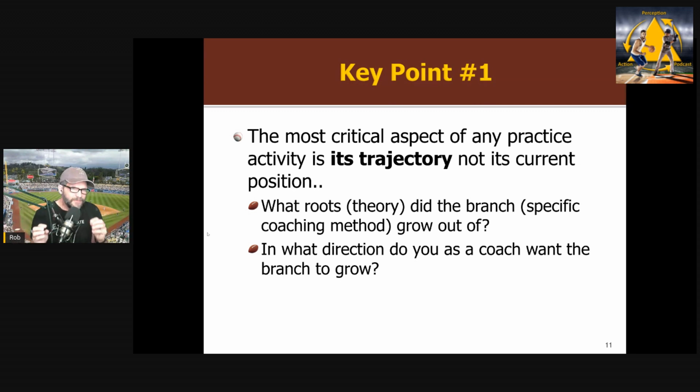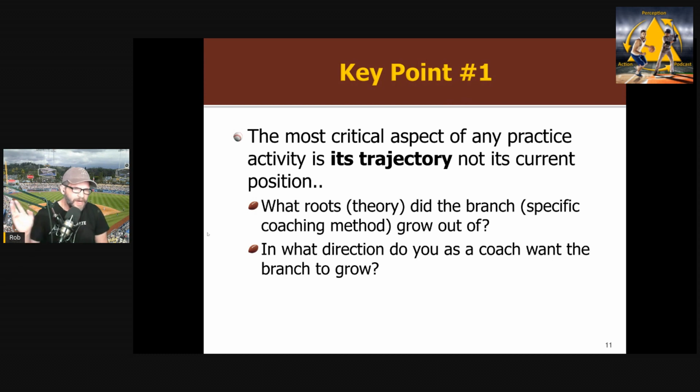So to understand a practice activity, we need to understand, where did it come from, right? What is it trying to achieve? That's the roots, right? The specific method is the branch, but what are the roots? What is its intention? What is its purpose? What is it designed to achieve? Okay. So that's one direction of the trajectory.